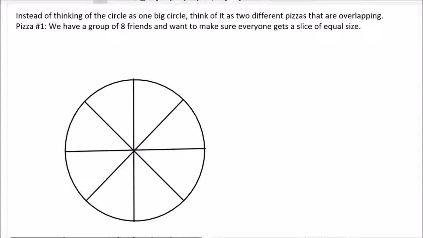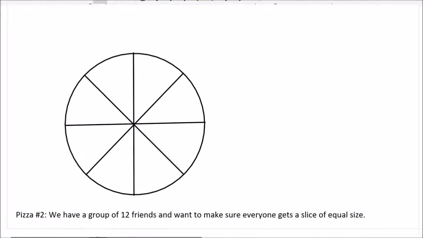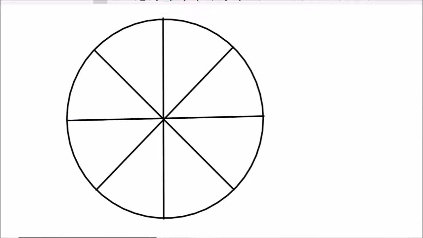A scenario in which we think of one big circle, and we're going to have a group of 8 friends and we want to make sure everybody gets a slice of pizza of equal size. So here's where we're going to start. We're going to start by remembering, yeah, the circle has 360 degrees. I think I'll zoom in so it's easier to write and easier for you to see, just keeping in mind that we're going to have 8 friends here.